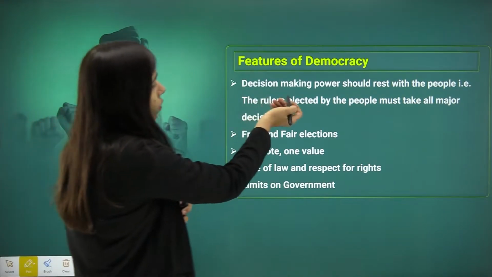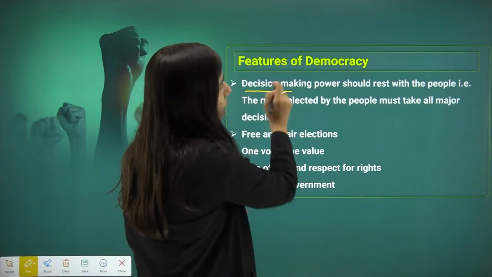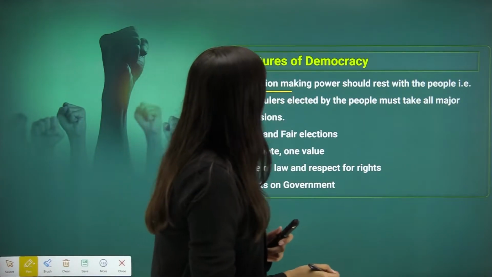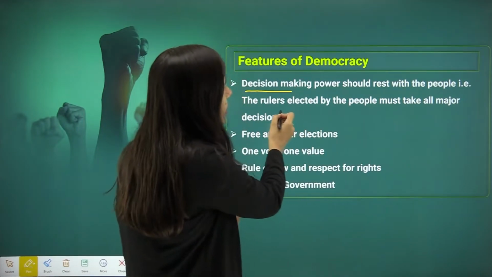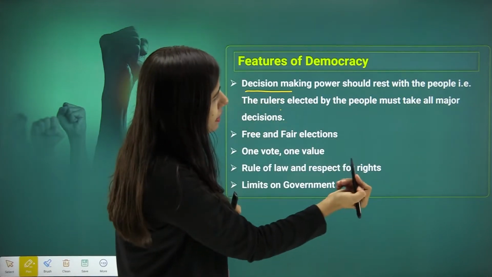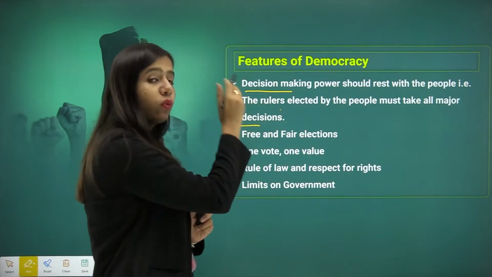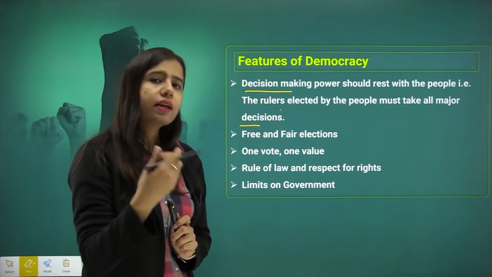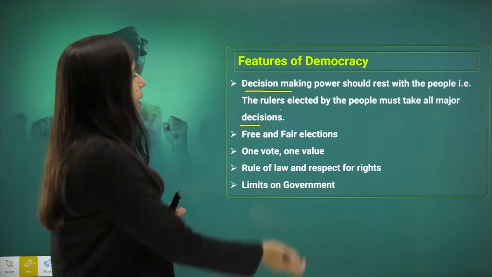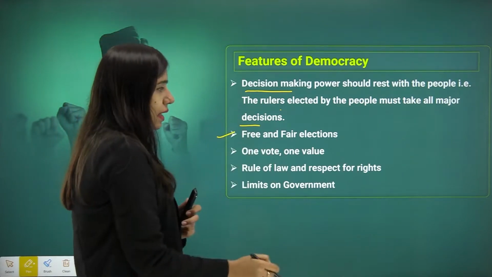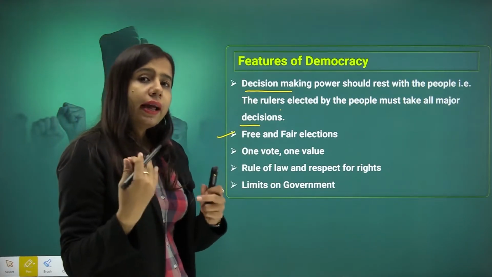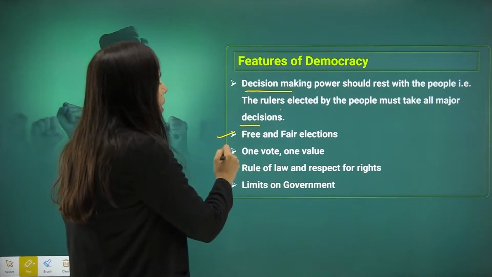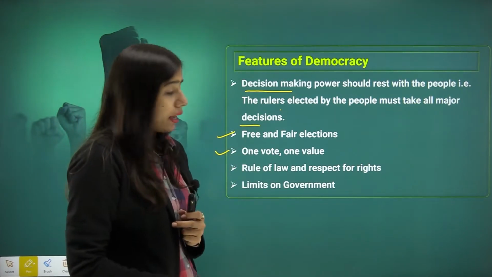So the first feature is that decision making power should rest with the people. That is, the rulers elected by the people must take all major decisions. I'll be explaining these features. First of all, I'm going to read them one by one and then we are going to learn them in detail. Next is free and fair elections. That is also very, very important for a healthy democracy. Then one vote, one value. That is also again very, very important.